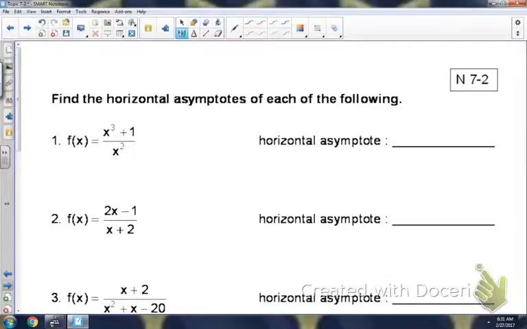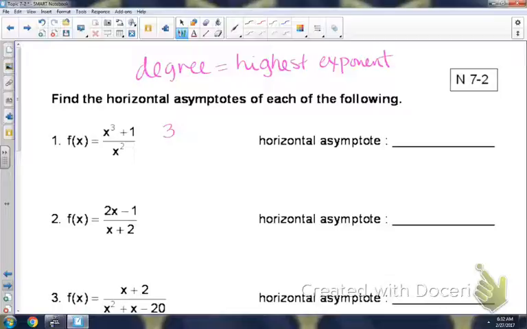Alright, so let's take a look at the back. It says find the horizontal asymptotes of each of the following. So you're looking at the degree. The degree is the highest exponent. Let's look at the top. Notice we have an x cubed, so that degree would be 3. Looking at the bottom, the highest exponent is a 2. So 3 is greater than 2. If you look back at that front page, if the numerator degree is greater than the denominator degree, then there's not a horizontal asymptote. So you would just write none here.